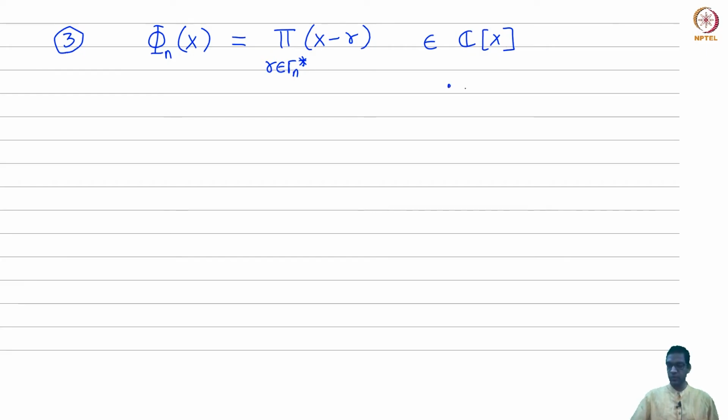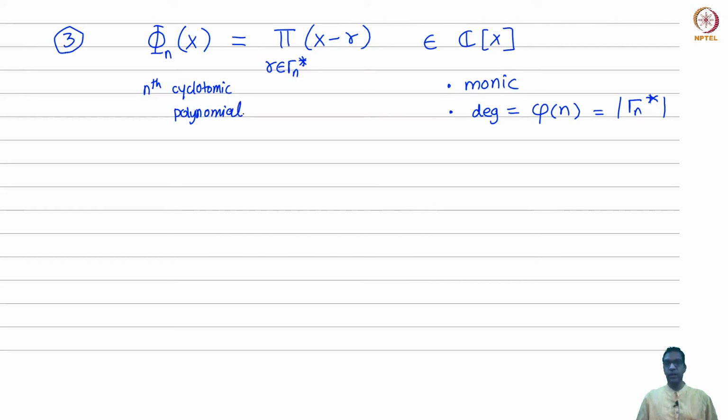I know something more about it. It's a monic polynomial, and the degree of this polynomial is exactly the number of terms, which is the cardinality of gamma n star, okay, which is phi n. Okay, so this capital phi n of x is what's called the nth cyclotomic polynomial. It's got roots. The roots of this polynomial are just the primitive nth roots of unity.